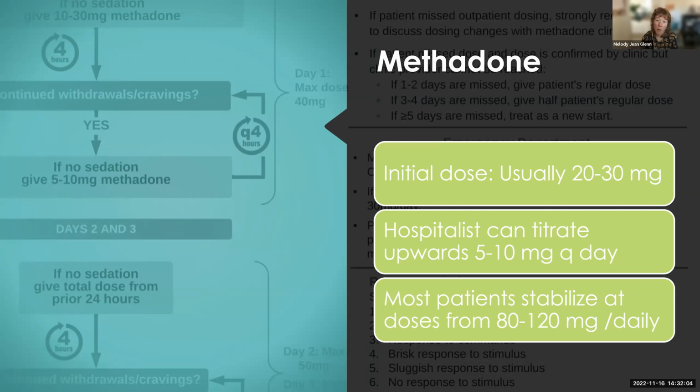If somebody's been on methadone before, you just ask them, what dose were you stable at? And then you go up 10 milligrams a day to that dose. Most patients stabilize from 80 to 120 milligrams.